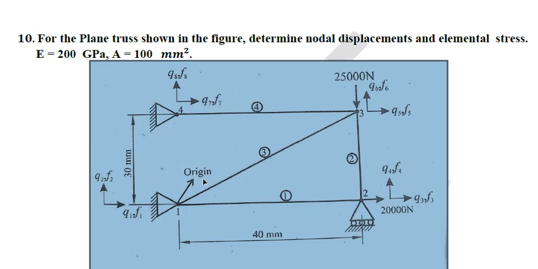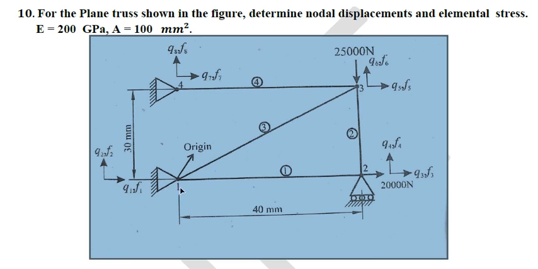Now once again, go through this problem. This problem has 4 nodes and 4 elements, which is the very important thing. The origin is always taken at the left bottom side. Roller support means x direction displacement is allowed, y direction is arrested. It has 20,000 Newton towards the x direction, and 25,000 Newton at node 3 away from the y direction, because I have taken y upwards.